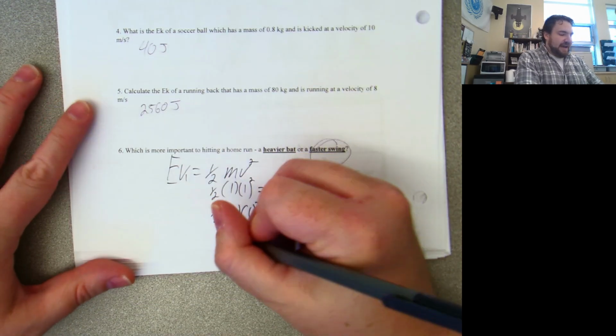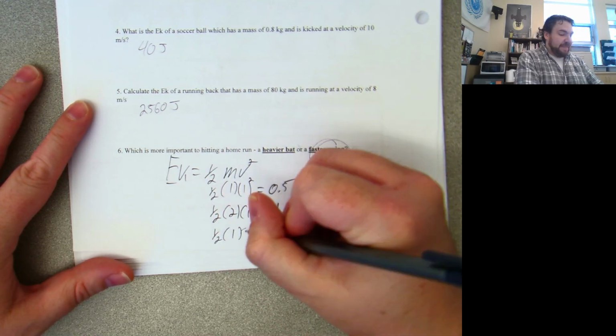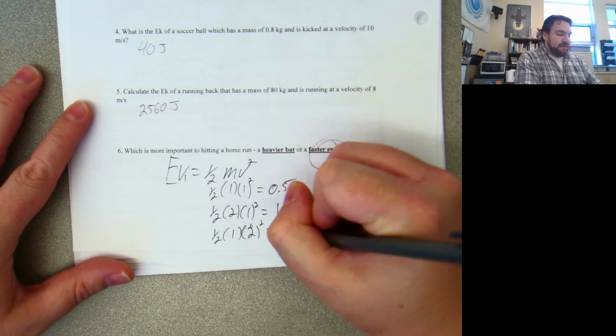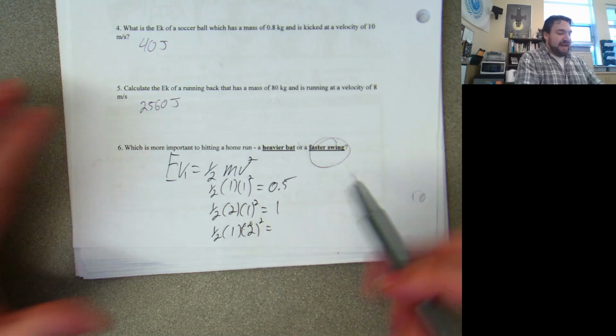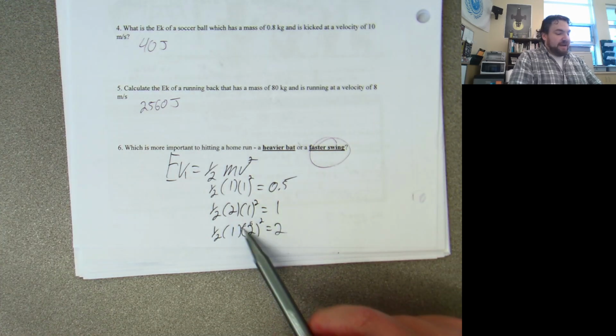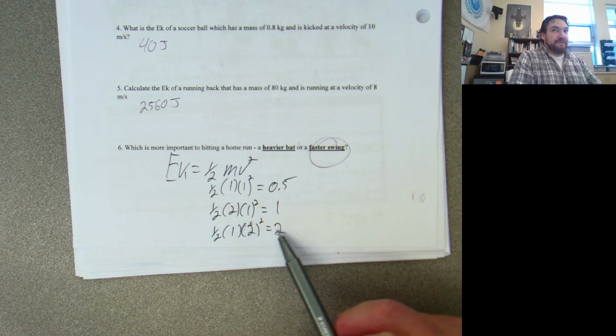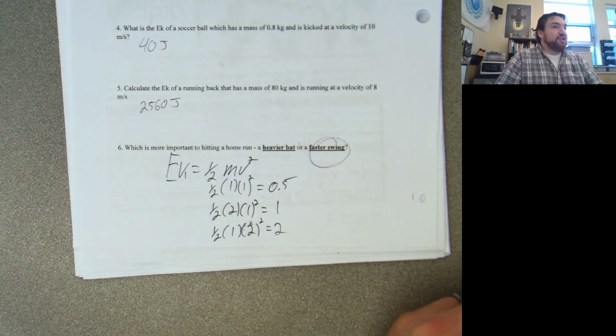If instead I leave the mass the same, and I double the velocity, I'm going to have 2 squared, which is 4, times 1, which is 4, times 1/2 is 2. I changed the mass and the velocity the same way. The velocity had the bigger effect. So the speed of your swing, assuming everyone's using the same bat, if you can maximize your swing speed, you'll have a better chance of hitting the ball harder than you would if you just went and got a heavier bat.